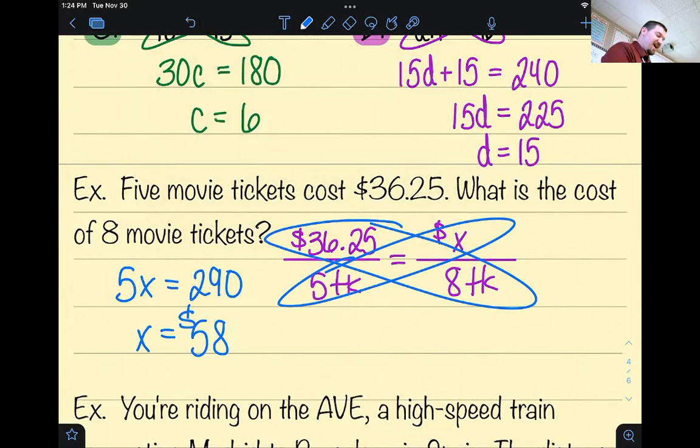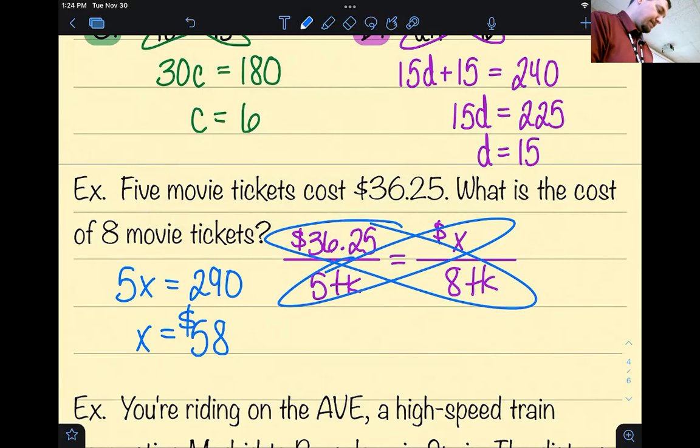Dollars. Another advantage to labeling your proportion is when you do find X, you know what its label is supposed to be. Now, would I be cruel to you and count off if you labeled it incorrectly? Probably. Yes, I would. So please make sure you're labeling all story problems, especially these proportional ones.